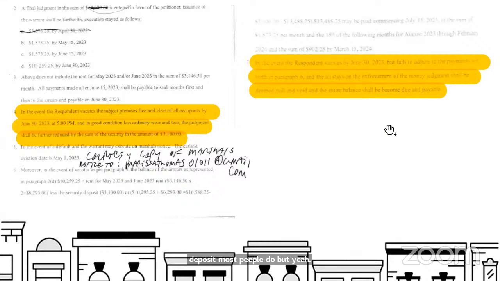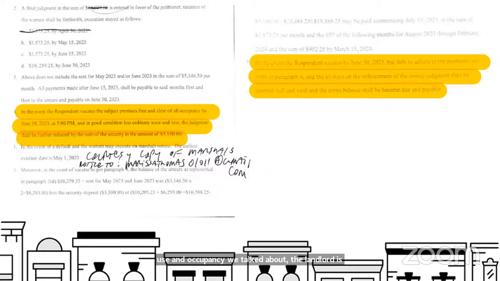Now, this may be a little bit difficult to read, but we'll read it out. In the event that the respondent vacates the subject premises free and clear of all occupants by June 30th at 5 p.m. and in good condition, less ordinary wear and tear, the judgment shall be further reduced by the sum of security in the amount of $3,100. So generally, while you are living there, that use and occupancy we talked about, the landlord is entitled to money while you are still in the apartment.